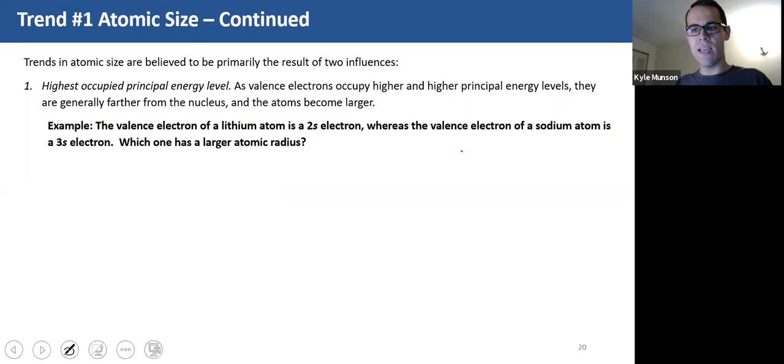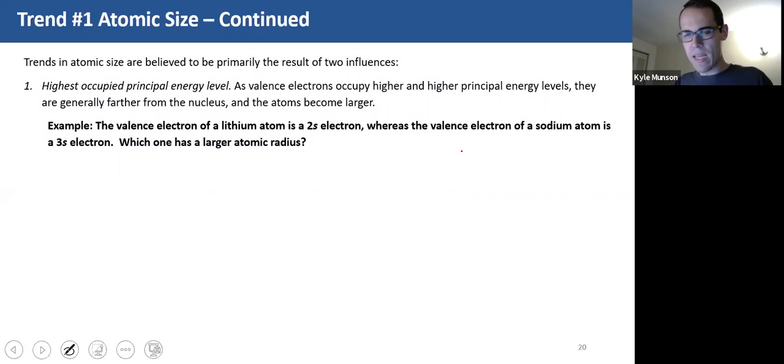The first is the highest occupied principal energy level. As the valence electrons occupy higher and higher principal energy levels, they're generally further and further away from the nucleus. The atoms become larger. You can think about, even though we learned that it's not technically correct, the Bohr model where the radii increase as you go higher and higher, that's still true. It might not be planets, the planetary model like we thought about, but same idea, we could say.